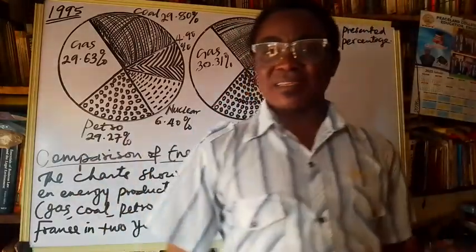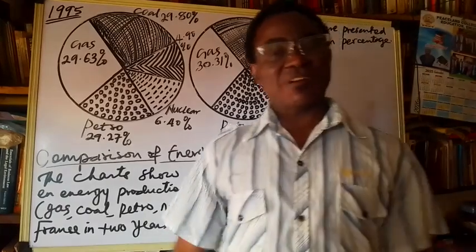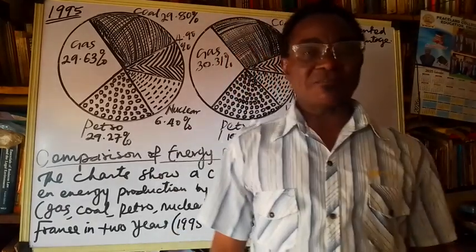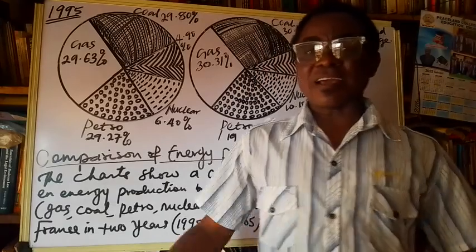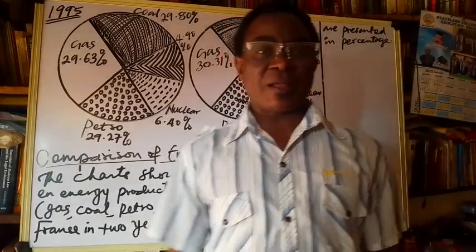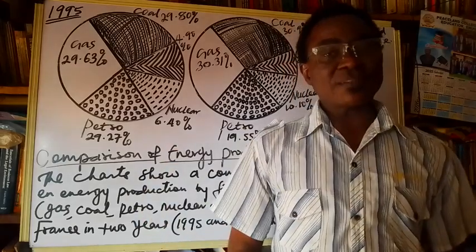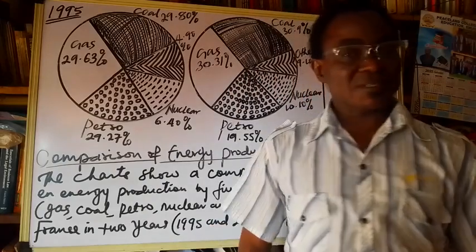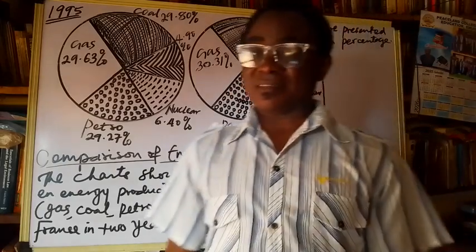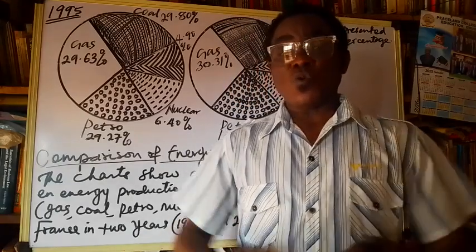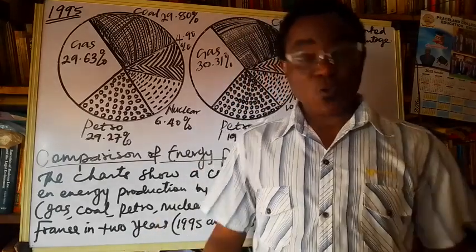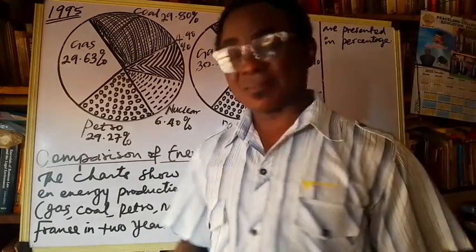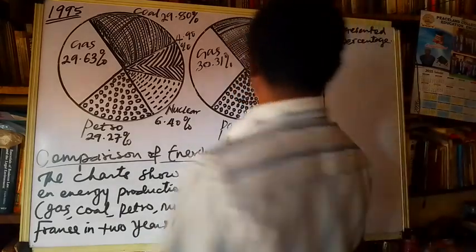Are the values rising or falling? Which of the values are really rising? Which of them are falling? Are there areas of similarities or areas of dissimilarities, comparisons, or contrasts that you can notice? You can state all of these in your second paragraph without quoting figures. So figures are not quoted in the second paragraph. Let us take a look at that paragraph.